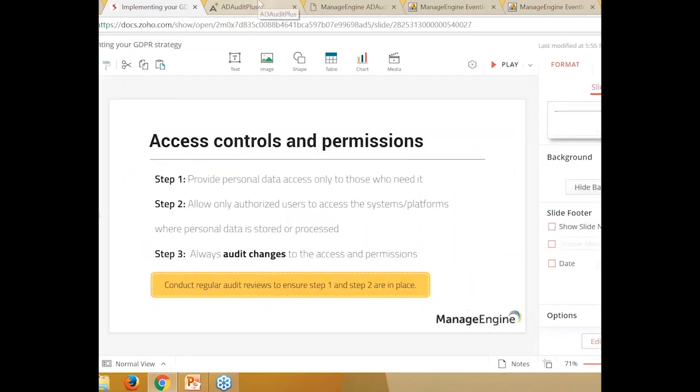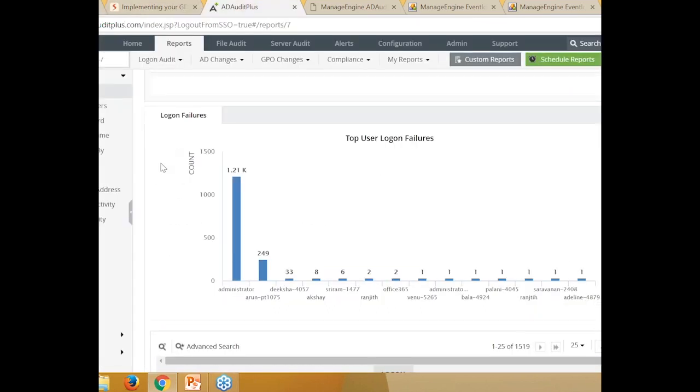I have a few simulations already set up so that I can quickly show you exactly what we can do with our tool. With regards to access controls and permissions, the AD Audit Plus component of Log360 can help you track unauthorized accesses to important objects, to important data. As you can see on this screen, you can track every logon failure to understand if anyone is trying to make an unauthorized access to a particular Active Directory object.